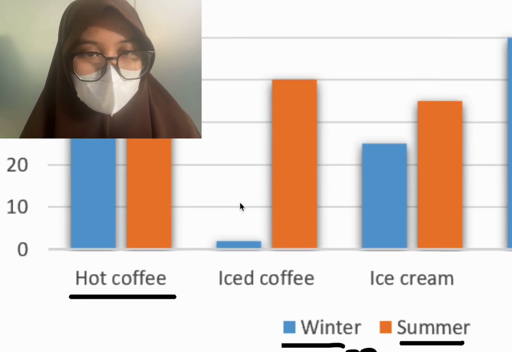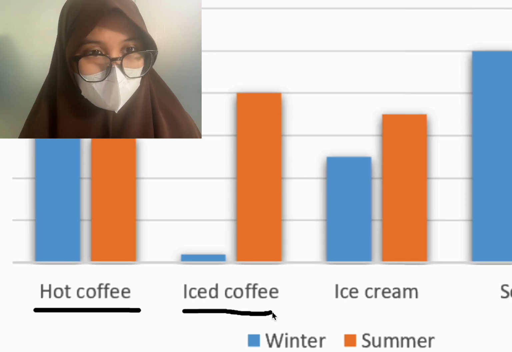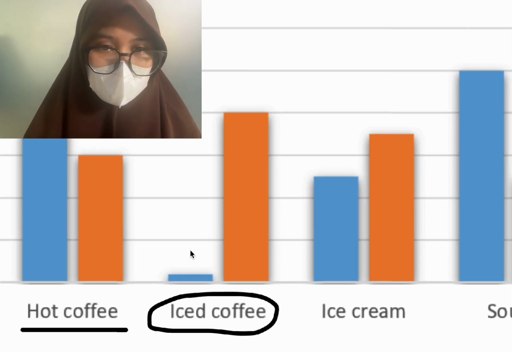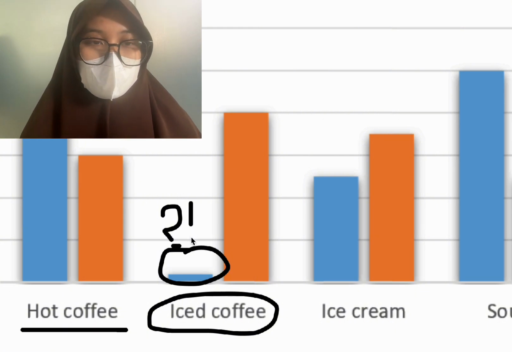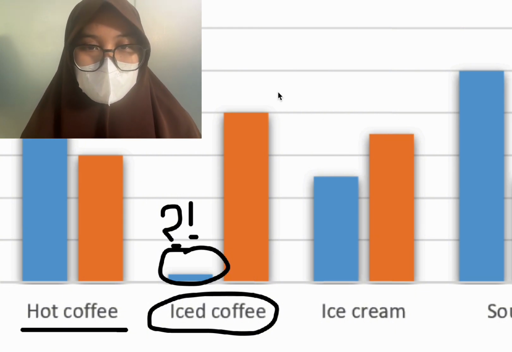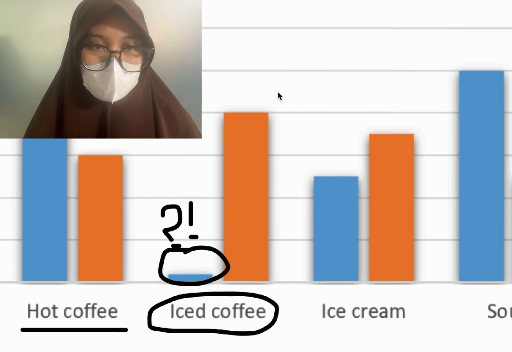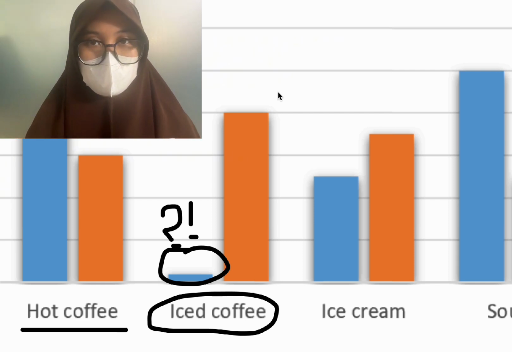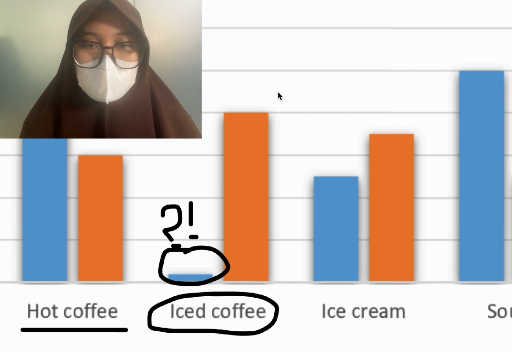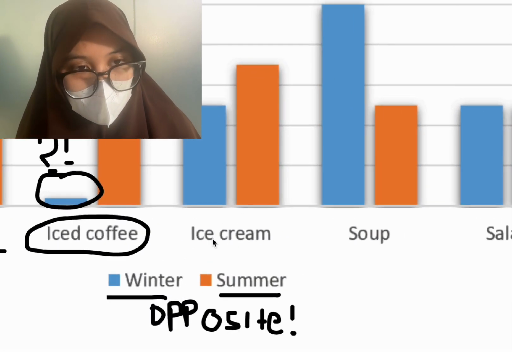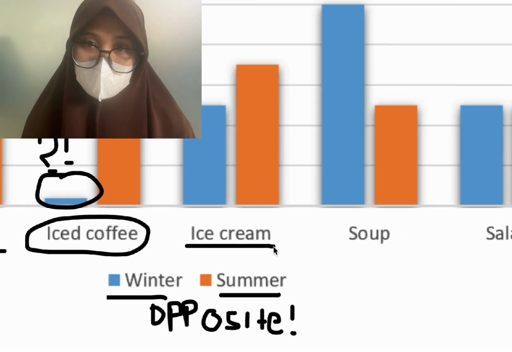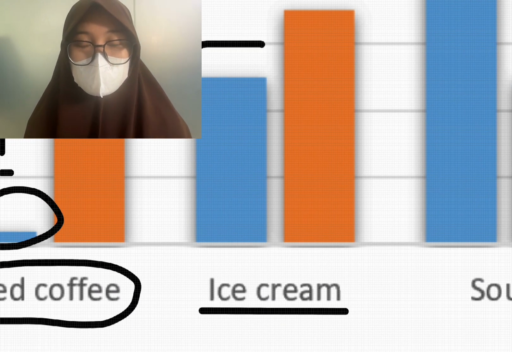Next, let's move on to the next menu, iced coffee. This kind of surprisingly had no sales at all in the winter season because of the cold temperature, and mostly people just prefer to buy something that can warm them up in the winter season since it's cold. I say this is kind of surprising because when we see the next bars, ice cream had more sales than the iced coffee.